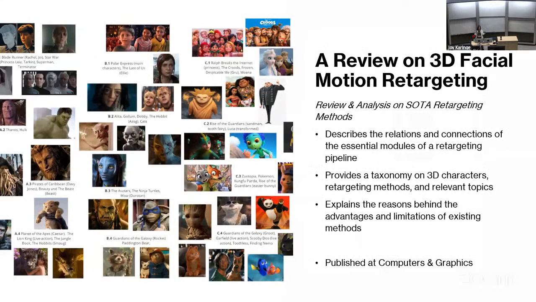As the very first research during my PhD, I did a thorough review on available retargeting methods. This forms a survey, where the survey describes the relations and connections of the essential modules of a retargeting pipeline, providing a taxonomy on 3D characters, retargeting methods, and relevant topics. Also, the survey explains the reasons behind the advantages and limitations of existing methods. This survey has been published at the journal Computers and Graphics.